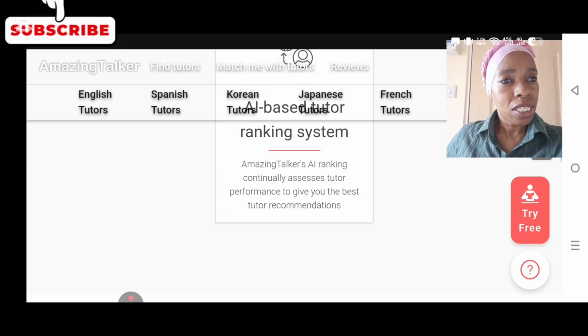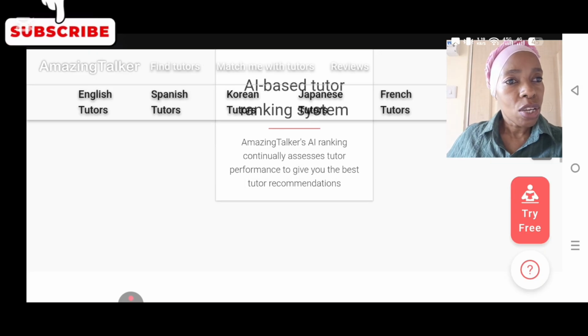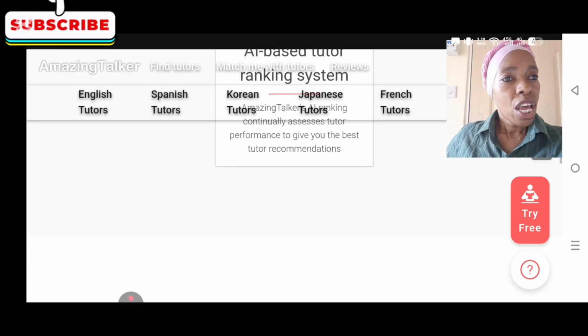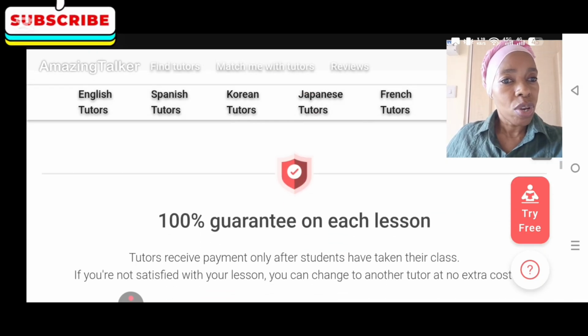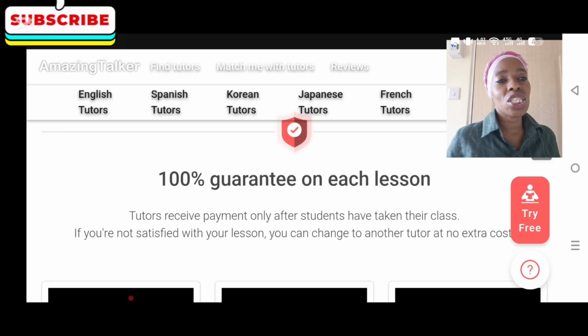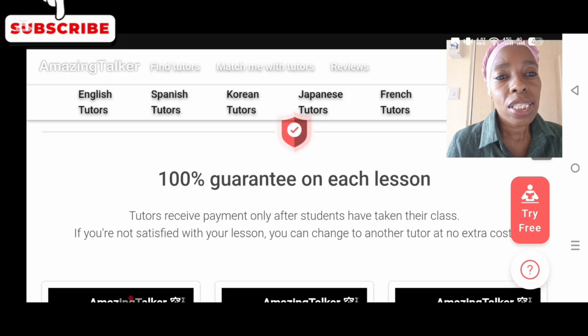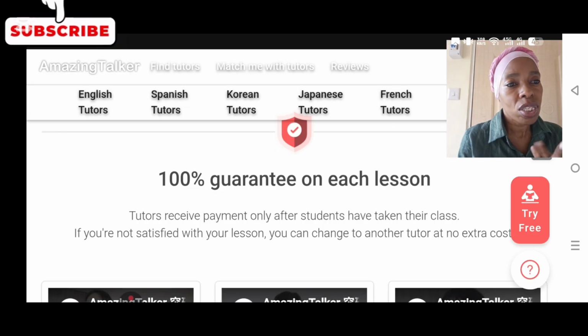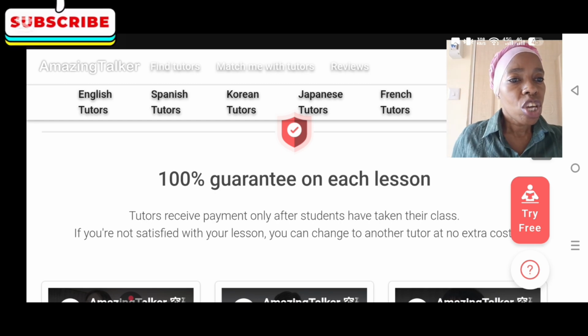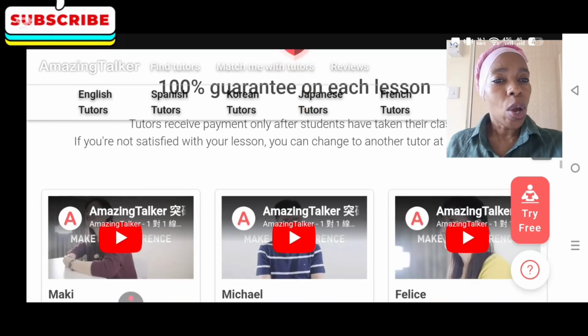Four, AI-based tutor ranking system. Amazing Talker AI ranking continuously assesses tutors' performance to give you the best tutor recommendation. And yes, 100% guarantee on each lesson. Tutors receive payment only after students have taken their class. If you're not satisfied with your lesson, you can change to another tutor at no extra cost.